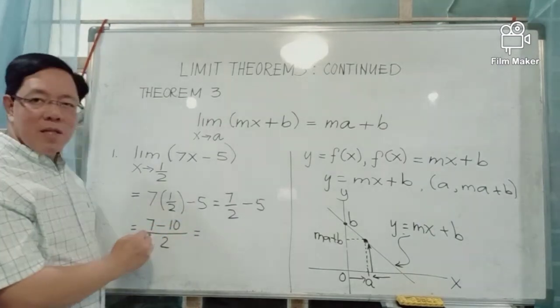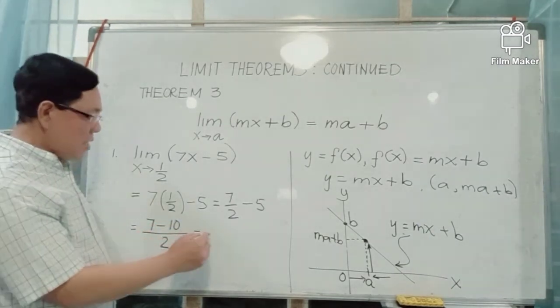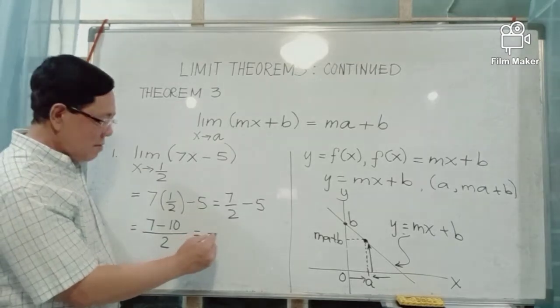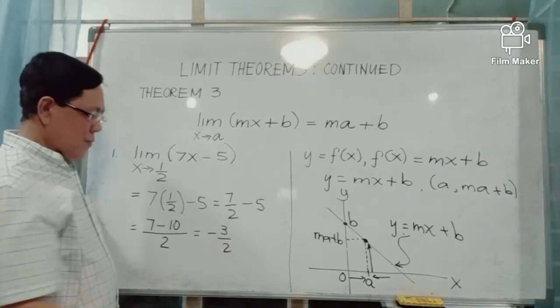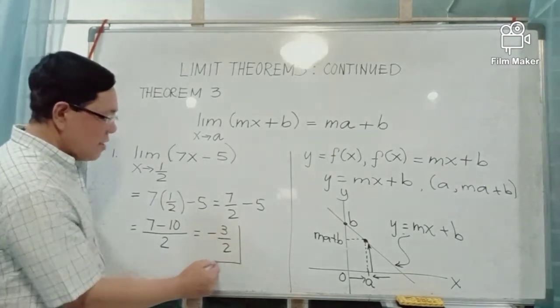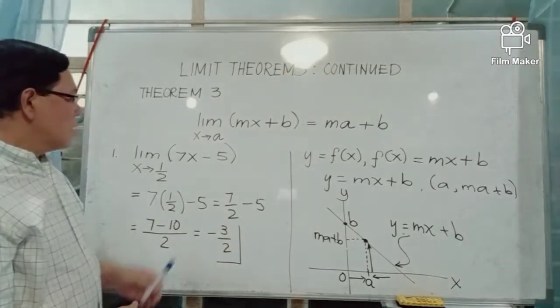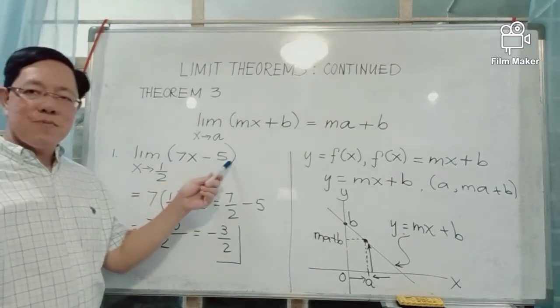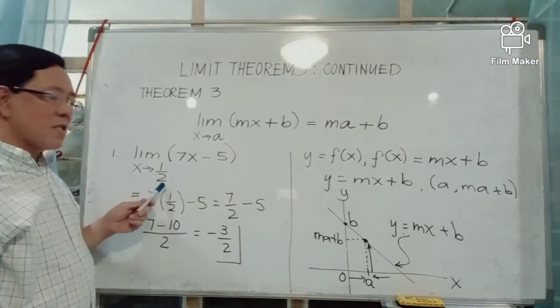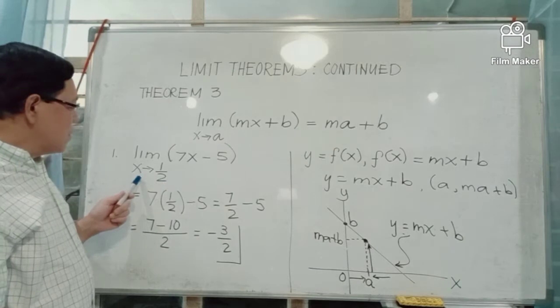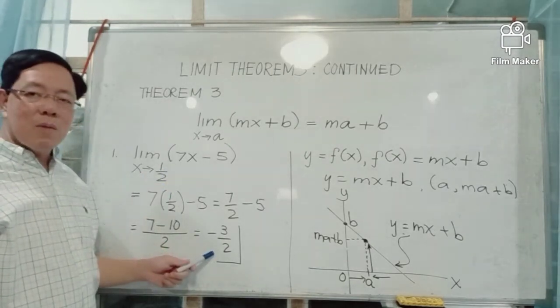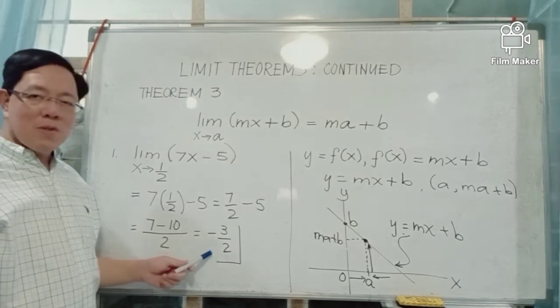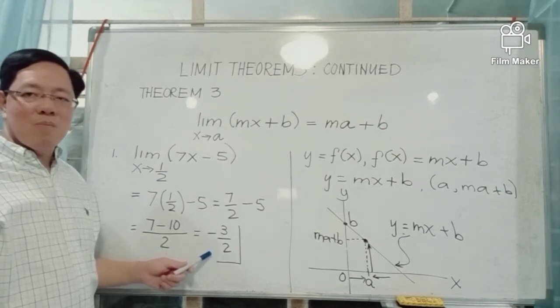And we simplify the numerator, 7 minus 10 is -3 over 2. And this is the limit of 7x minus 5 as x approaches 1/2. If you let x approach the number 1/2, the value of the function, or the value of y, will approach this number, -3/2.